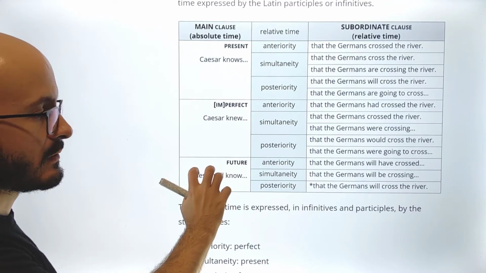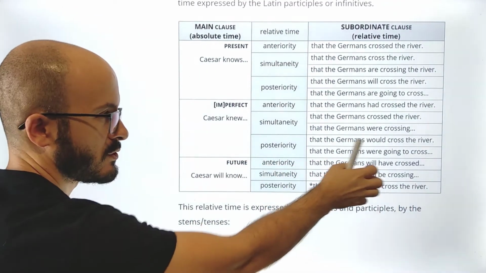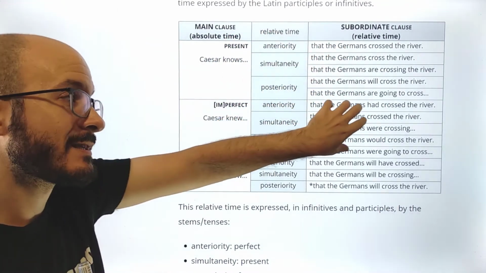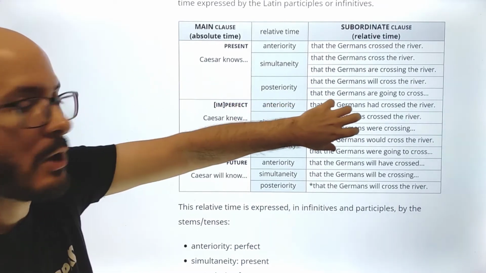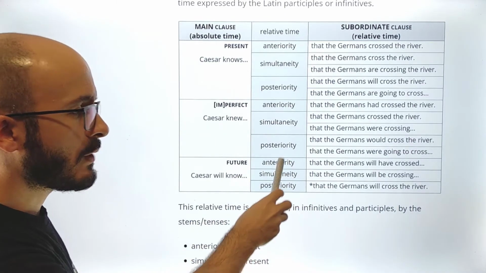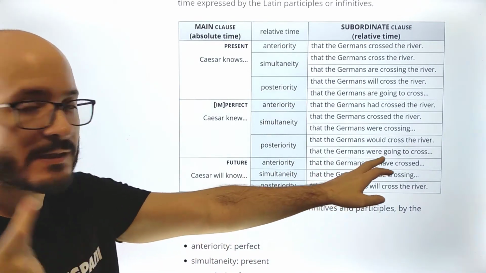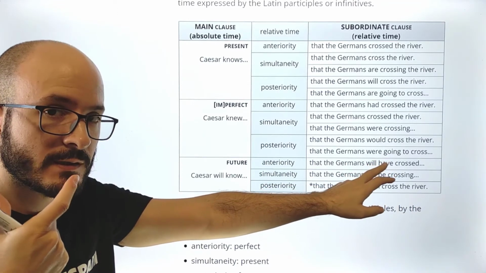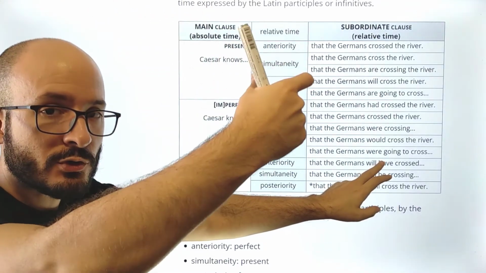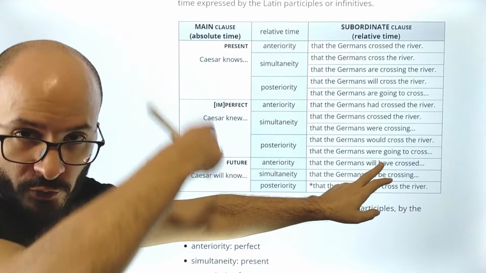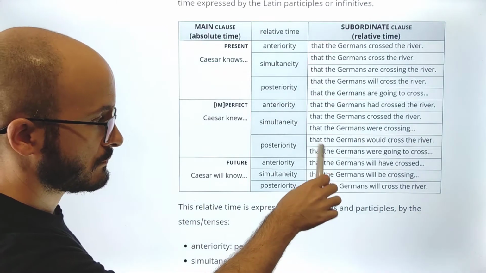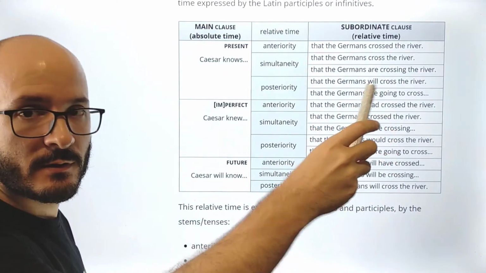Okay? Now, future. This is not so common. So this one is quite easy because it's super intuitive. Now, this one is quite common and is not so intuitive. So this one I would say is the most important. Now, this is not so common. But still, Caesar will know. Now, anteriority. If you remember when we were studying the future perfect, we said the future perfect is something in the future which happens before another thing also in the future. So here we have it. Caesar will know that the Germans will have crossed the river.